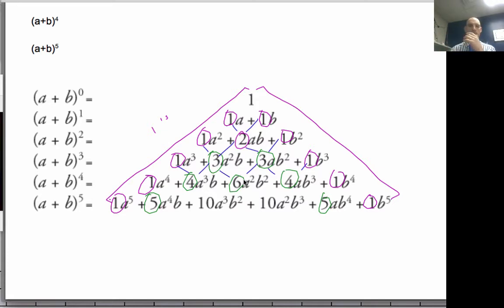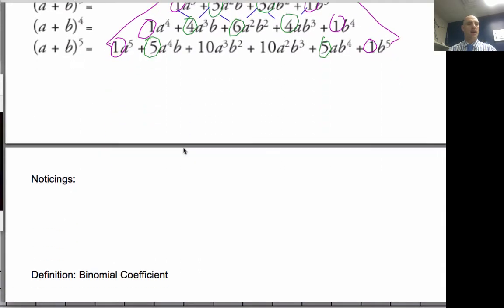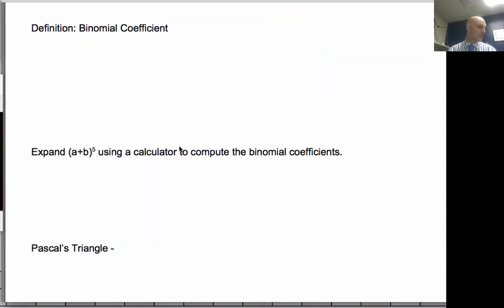How does it start? Well, it starts with a 1, and then a 1 and a 1, and then a 1, 2 and a 1, and then a 1, 3, 3, 1, 1, 4, 6, 4, 1. And so every line builds upon itself. Where do these come from? Well, they actually come from combinatorics. And what we're going to talk about here in just a second is how do all these things go together?